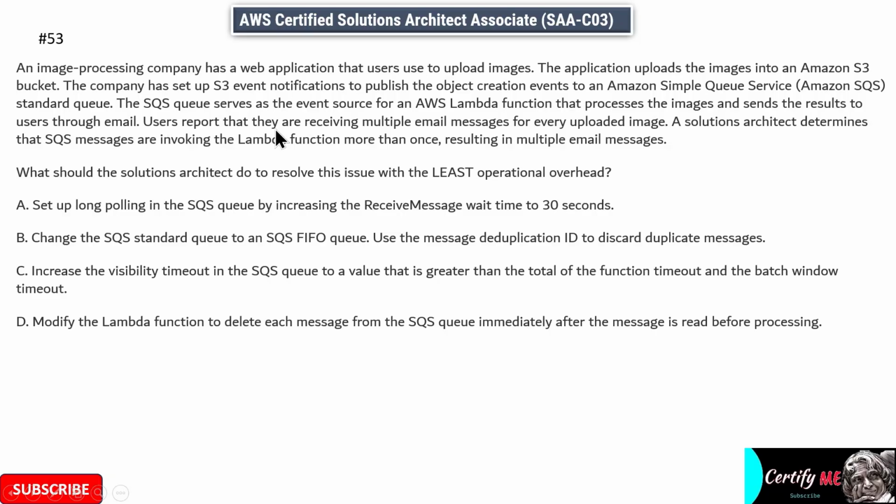Users report that they are receiving multiple email messages for every uploaded image. A solutions architect determines that SQS messages are invoking the Lambda function more than once, resulting in multiple email messages. What should the solutions architect do to resolve this issue with the least operational overhead?